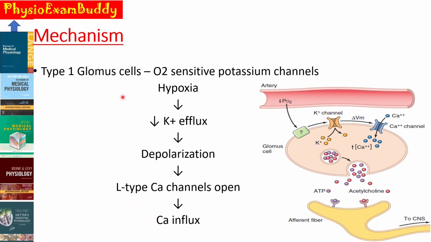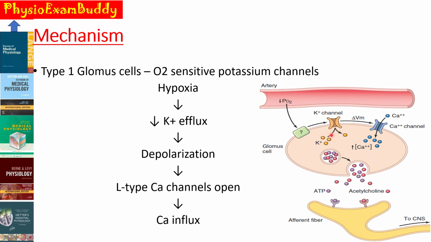Next is about the mechanism by which these glomus cells are stimulated. So this is a structure of a type 1 glomus cell, and you can see here that there is a potassium channel which is oxygen sensitive in the glomus cell. The type 1 glomus cells contain an oxygen sensitive potassium channel, and they are located near to the arteries. So whenever there occurs a decrease in the partial pressure of oxygen, that is whenever there is hypoxia, these oxygen sensitive potassium channels will be closed, and it causes the decrease in the potassium efflux.